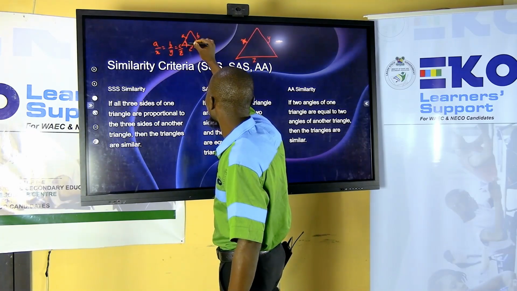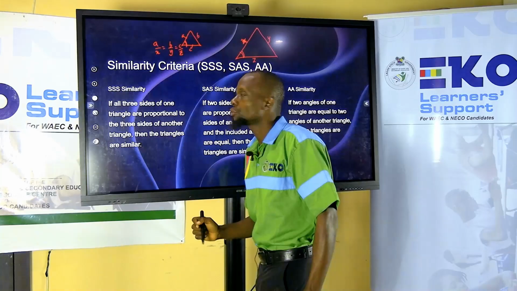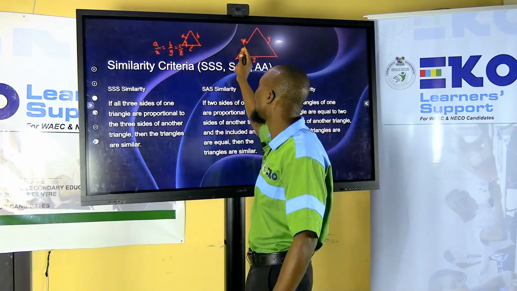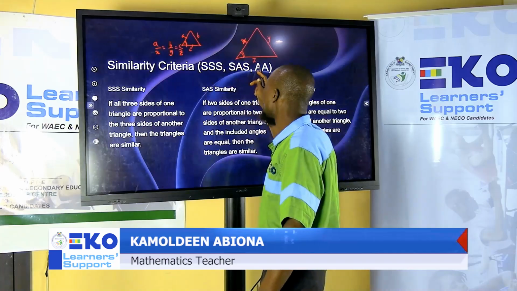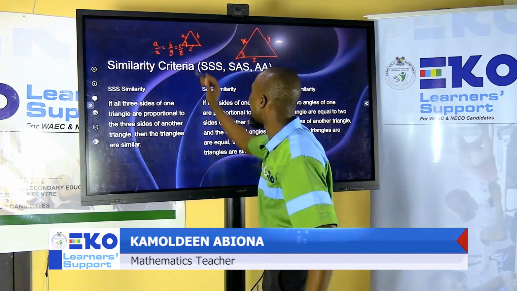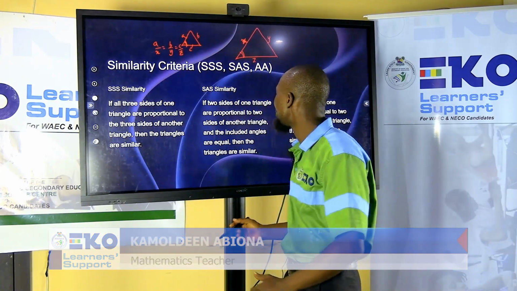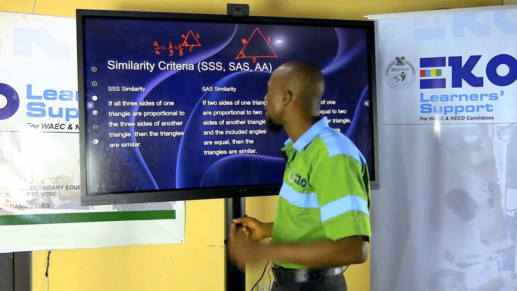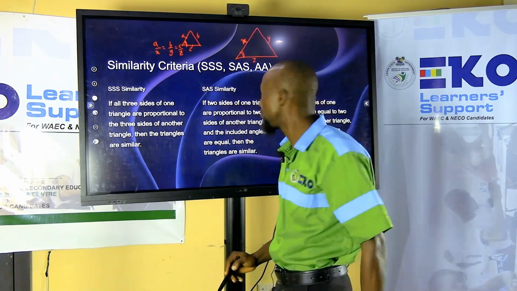This is the included angle. This is the included angle for X and Y too. So, if we are sure that A is proportional to X, C is proportional to Z, based on the ratio, and we are sure that this equals this, then we can say that the two triangles are similar, and that is what we call SAS similarity.